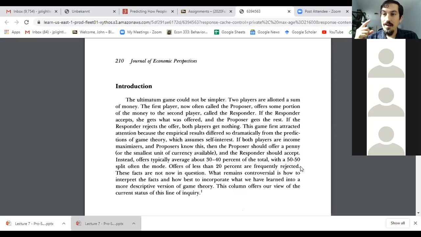The smaller the offer, the more likely it is to be rejected. But it seems to be right about at this 20% line that it becomes more likely to be rejected. So if you give an offer less than 20%, more likely than not, it will be rejected. And this is true when you look at all the ultimatum games, a lot of them. That's what I want you to know.